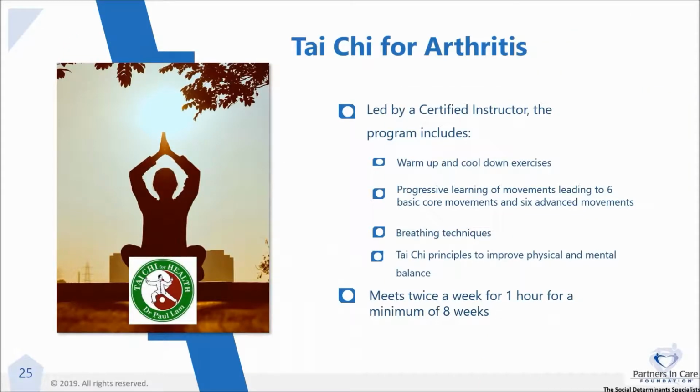Another falls prevention program is the Tai Chi for Arthritis program that's led by certified instructors. There's a warm-up and cool-down exercises. They progressively learn more advanced movements. They start with some 6 core movements and then move into 6 advanced movements. They also learn breathing techniques and Tai Chi principles to improve physical and mental well-being. This class is 1 hour for a minimum of 8 weeks.